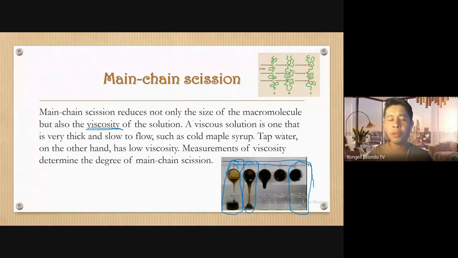A viscous solution is one that is very thick, slow to flow, such as a cold maple syrup. Tap water, on the other hand, has a low viscosity. So, measurement of viscosity determines the degree of main chain scission. For example, if this is the actual molecule that is irradiated in vitro and the effect is only like this, we say the main chain scission is not that severe. But if this is the effect, the main chain scission in a solution, in a macromolecule, is that severe. Okay, got it guys?